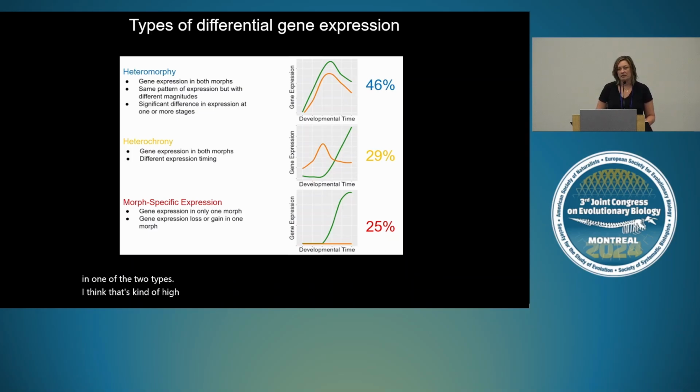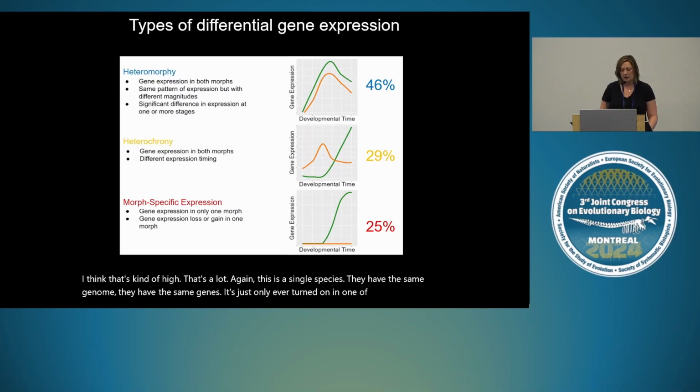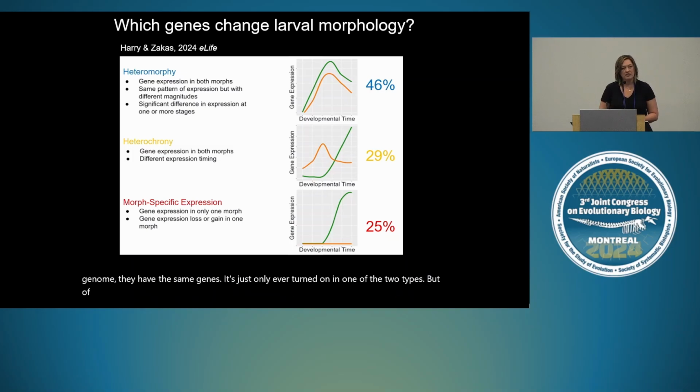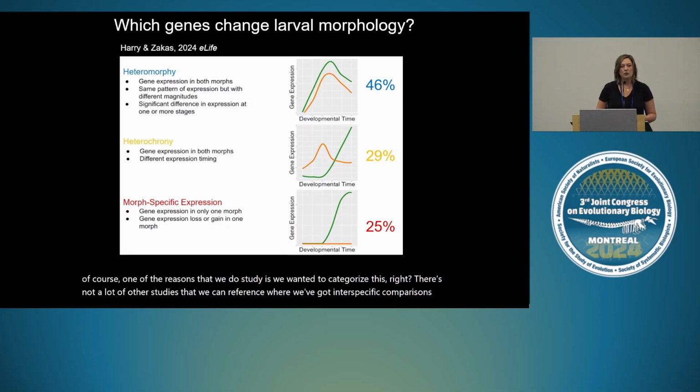That's a lot. Again, this is a single species. They have the same genome. They have the same genes. It's just only ever turned on in one of the 2 types. But of course, one of the reasons that we did this study is we wanted to categorize this, right? There's not a lot of other studies that we can reference where we've got interspecific comparisons of development. So we essentially wanted to do this to lay the baseline of what we expect for differential expression when you're looking at this really microevolutionary scale. So at least now we have a reference point for how much differential expression to expect.